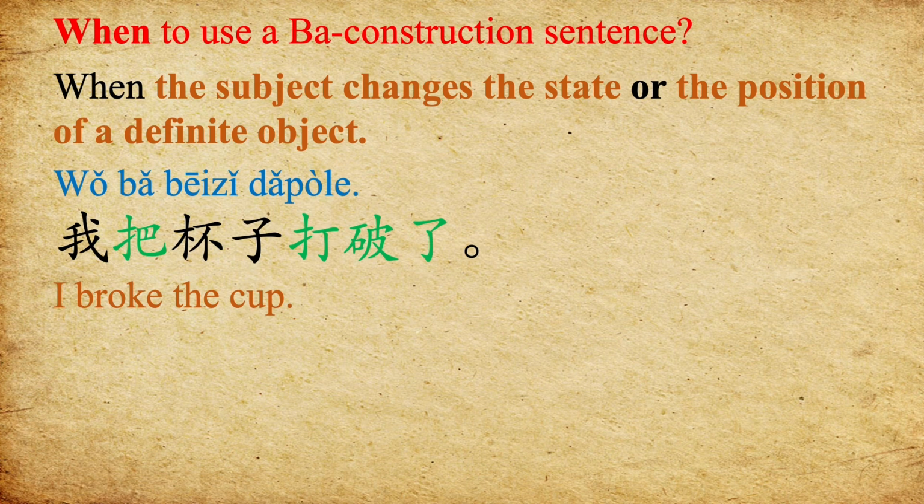The first one, 我把杯子打破了。It means I broke the cup. The cup was complete, but now you broke it. You changed the state of the object, right? And it's the subject, it's me, who broke it. So this is the first usage: change the state of a definite object.